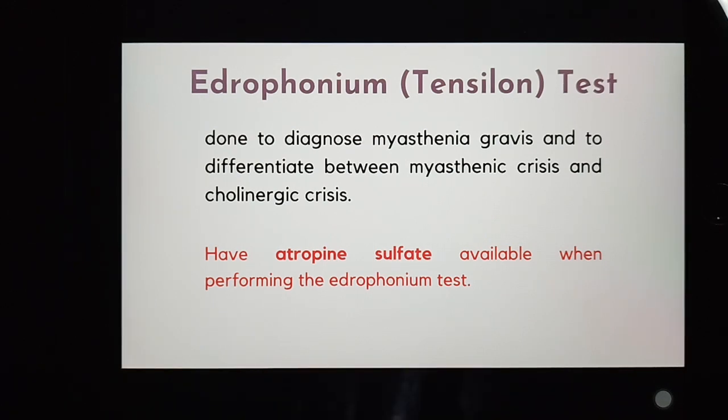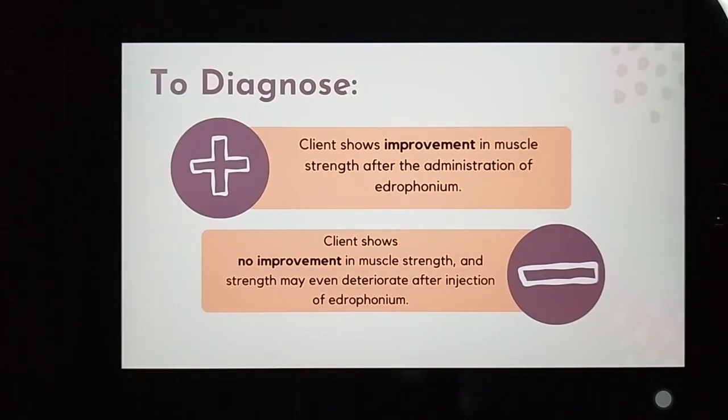So, yung edrophonium ay ina-administer or ini-inject sa ating patient. So, paano natin siya i-diagnose? So, kapag ang pasyente, di ba, after ma-inject yung edrophonium, kapag ang ating pasyente ay nagkaroon ng improvement in muscle strength after the administration of the edrophonium, ibig sabihin positive ang patient sa myasthenia gravis. Okay, ibig sabihin meron siyang MG. Kapag naman after the injection of edrophonium, hindi nagkaroon ng improvement sa muscle strength or nagkaroon pa lalo ng deterioration, ibig sabihin hindi MG ang diagnosis, hindi insufficient amount of acetylcholine ang problem ng ating patient. So hindi siya myasthenia gravis.